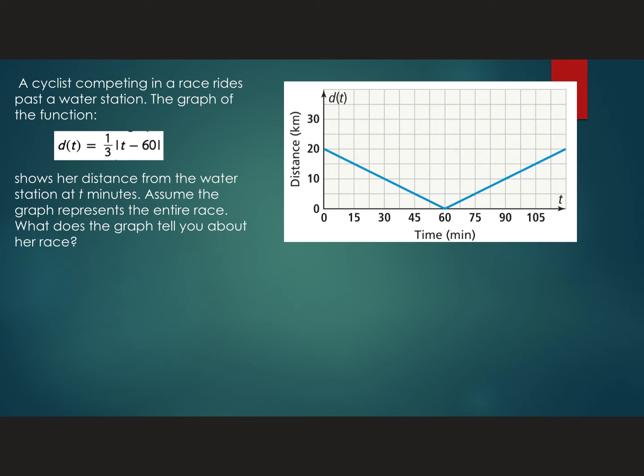How long was the race? Well, if this graph shows the entire race, we don't have a value here. Guess I'll write a little bit clearer. We don't have a value here, but we can see by the pattern that it should increase by 50, so it'd be 120. So the race lasted 120 minutes.